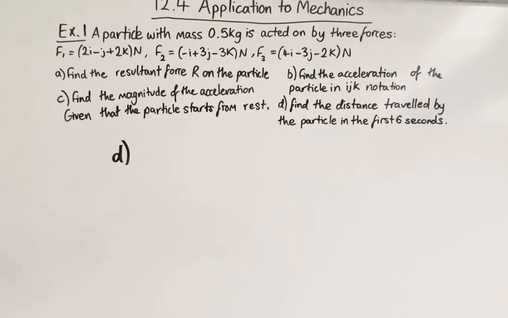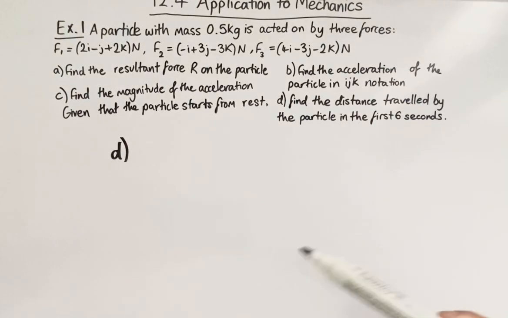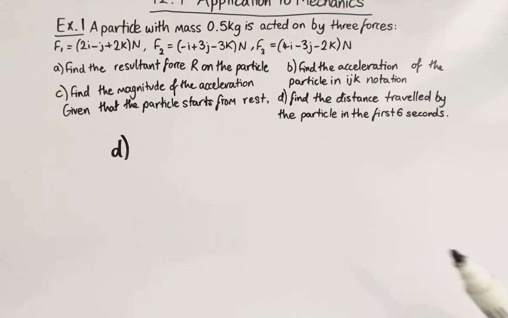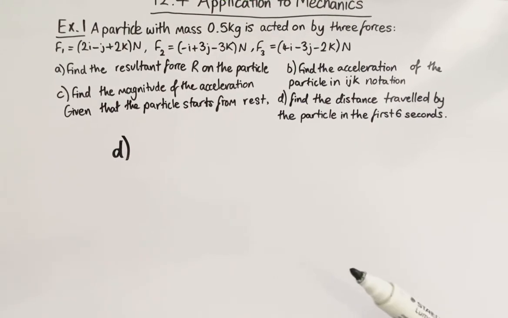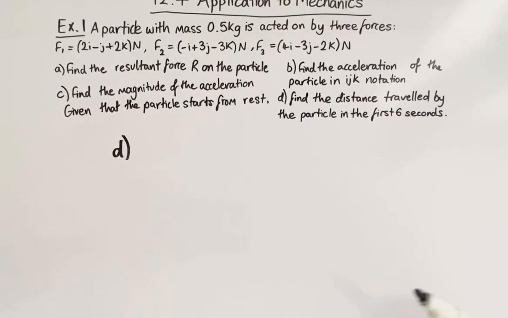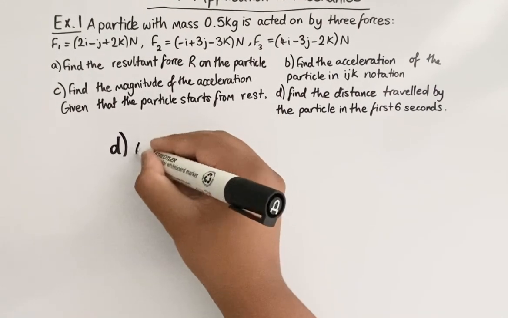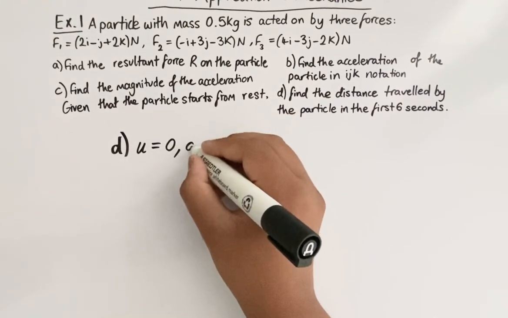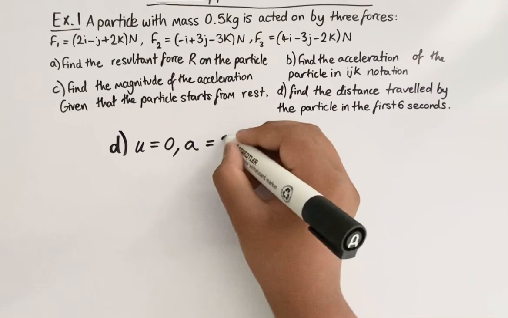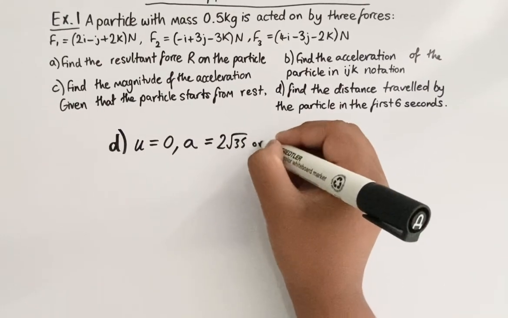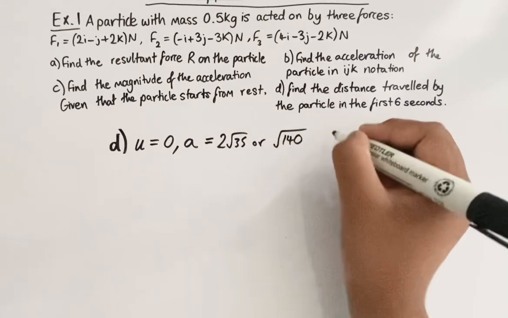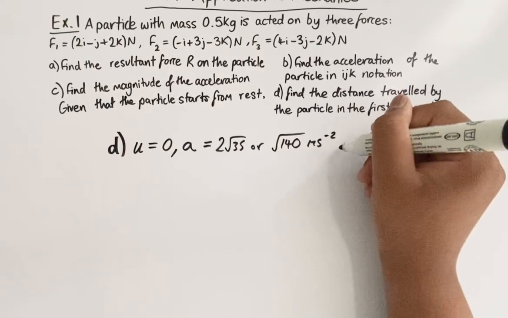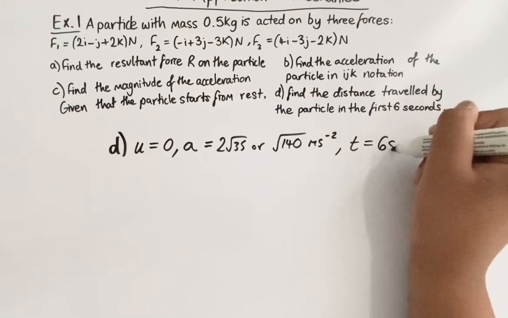For part D, as the particle starts from rest, the acceleration will be in the same direction as its motion, so we can assume it's moving in a straight line with constant acceleration. This means that we can use the SUVAT formula to find the distance travelled. We know as it starts from rest that its initial velocity will be equal to 0. We know that the magnitude of the acceleration will be equal to 2 root 35, or the square root of 140, meters per second squared, and that the time will be 6 seconds, and so we need to find s.